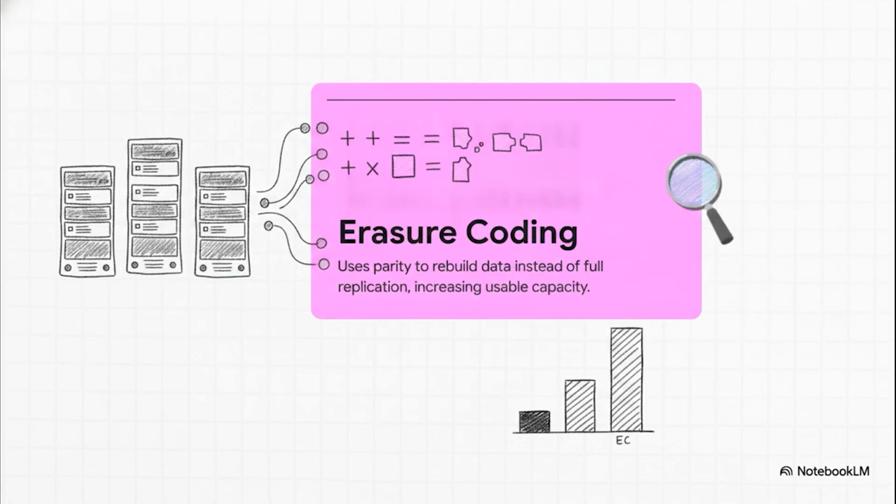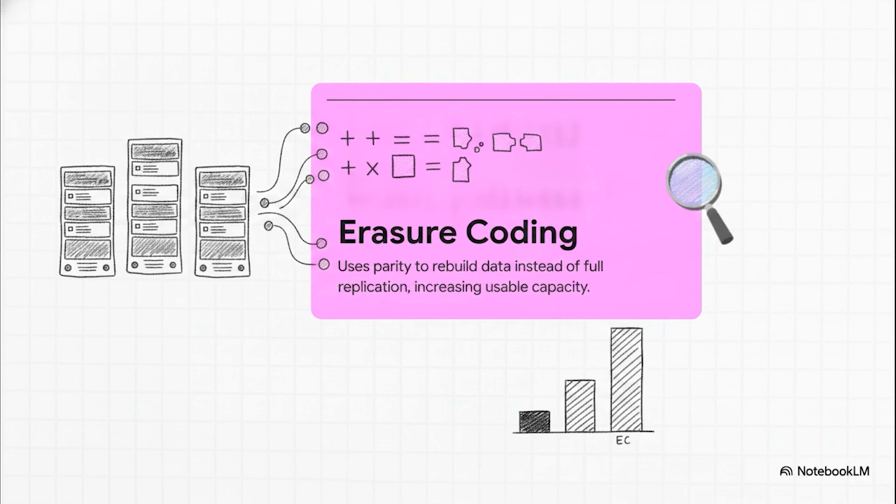Now, before we go even one step further, we absolutely have to lock in our acronyms for this explainer because they dictate whether a node can actually be safely removed. First up is RF, or replication factor. Think of this as simply the number of identical data copies maintained across the cluster to guarantee fault tolerance. Pretty straightforward. Second, we have EC, or erasure coding.